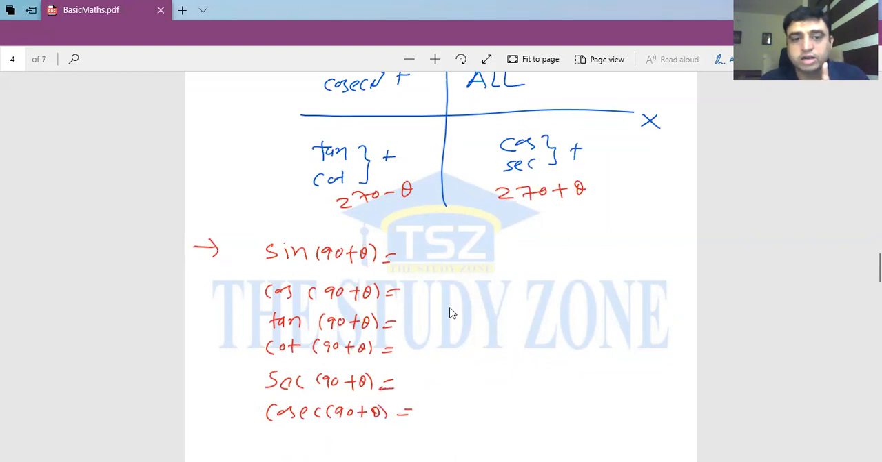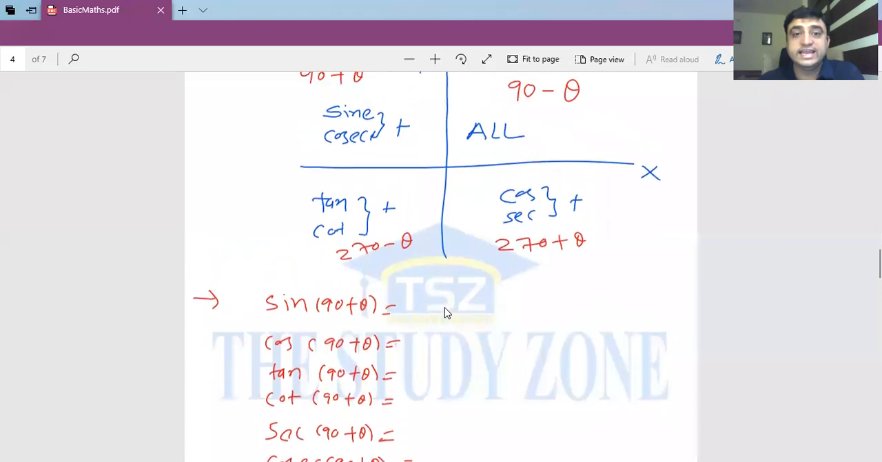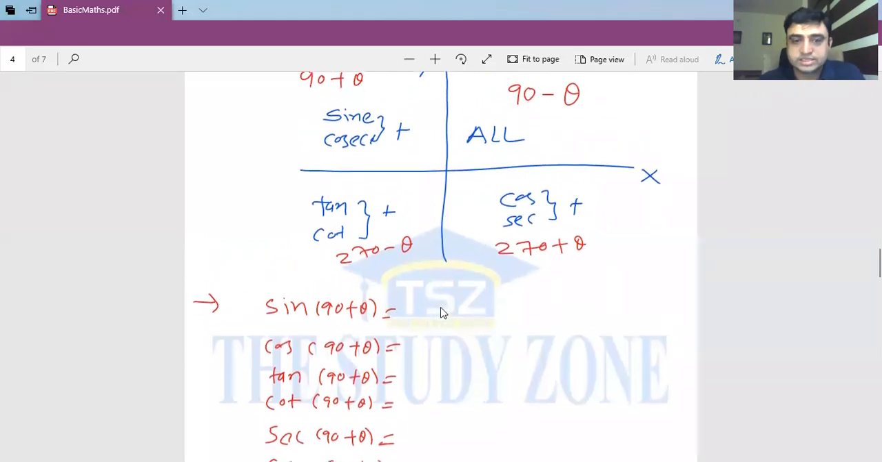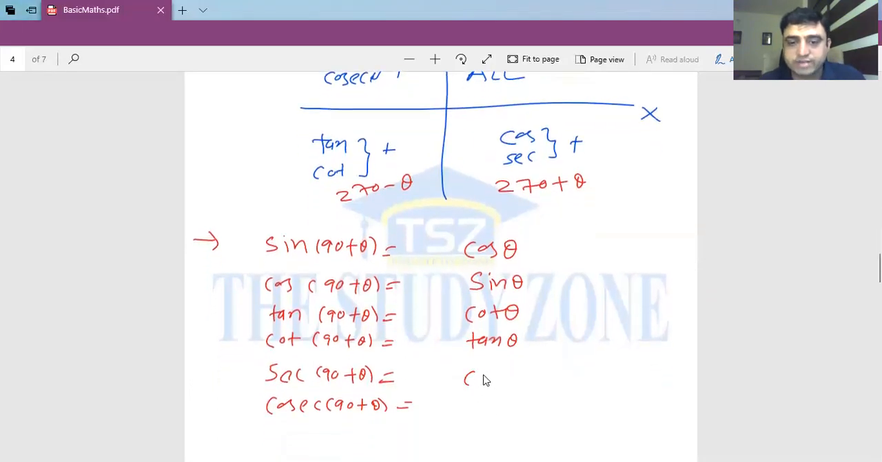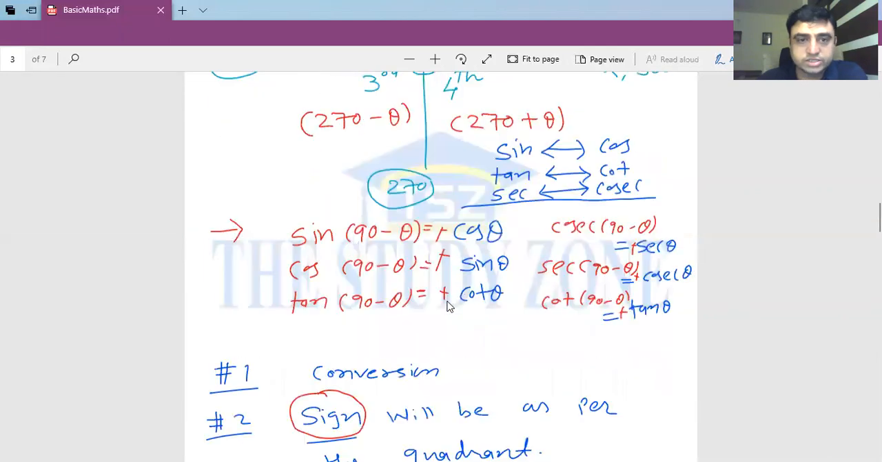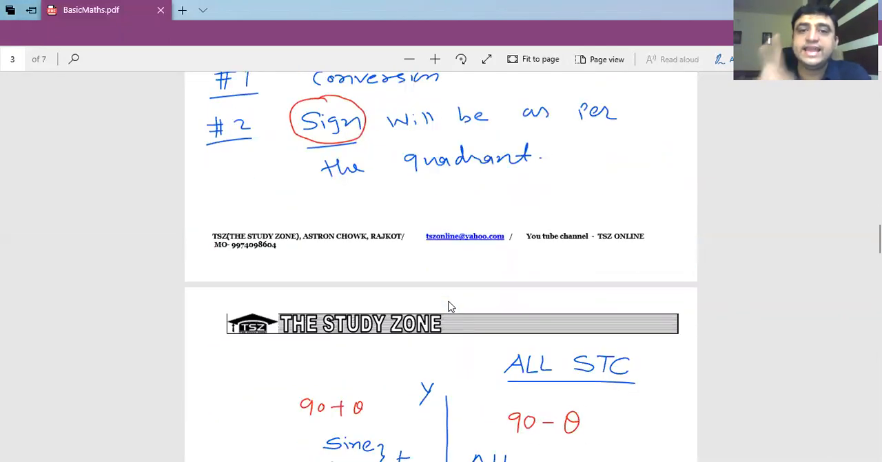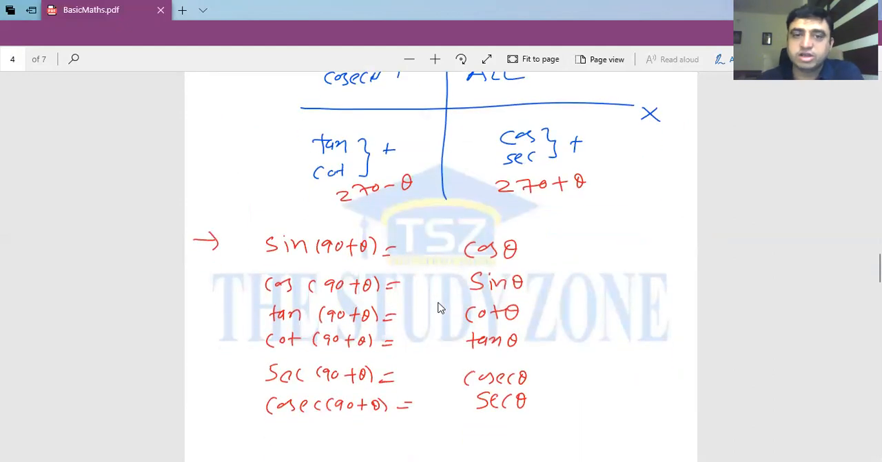As per rule number one, whenever you have an angle in any of these four formats, sine will be converted to cos, so it will be cos theta. Cos will be converted to sine. Tan will be converted to cot. Cot will be converted to tan. Sec will be converted to cosec. Cosec will be converted to sec theta. That is rule number one. Now what is rule number two? The sign will be as per the quadrant.